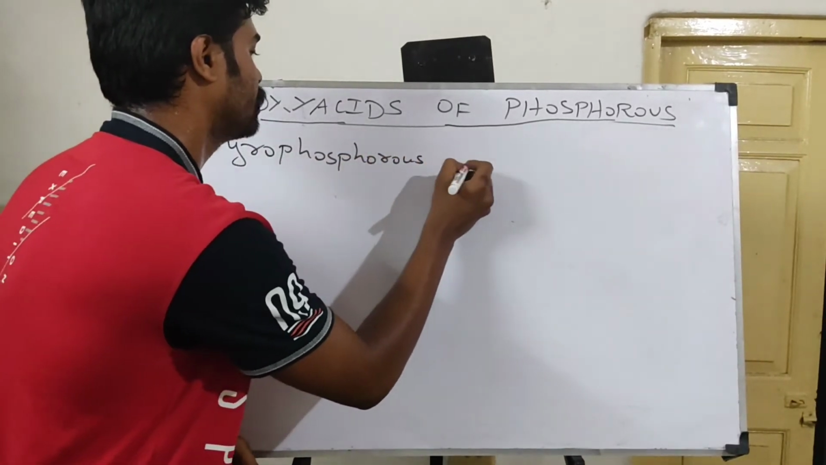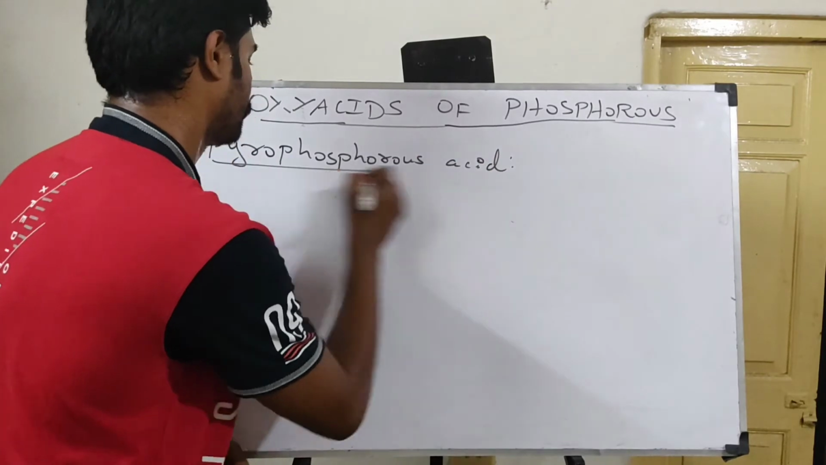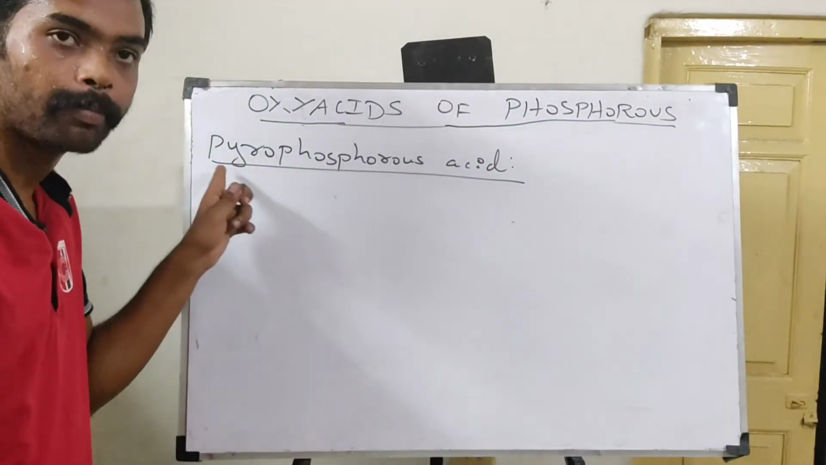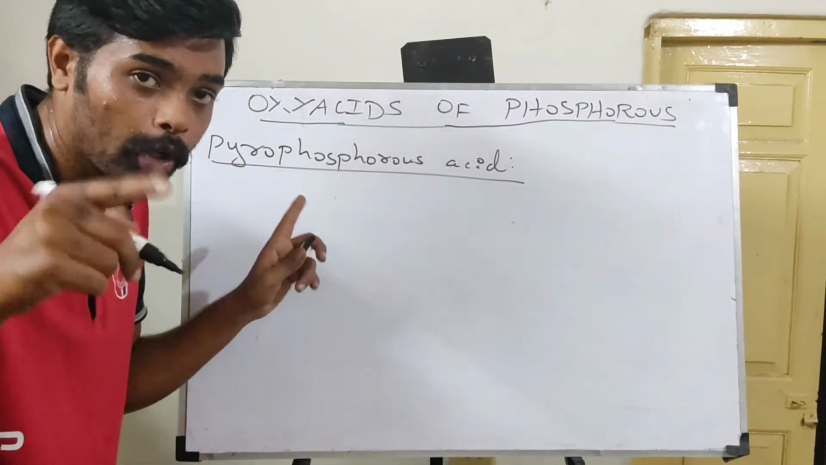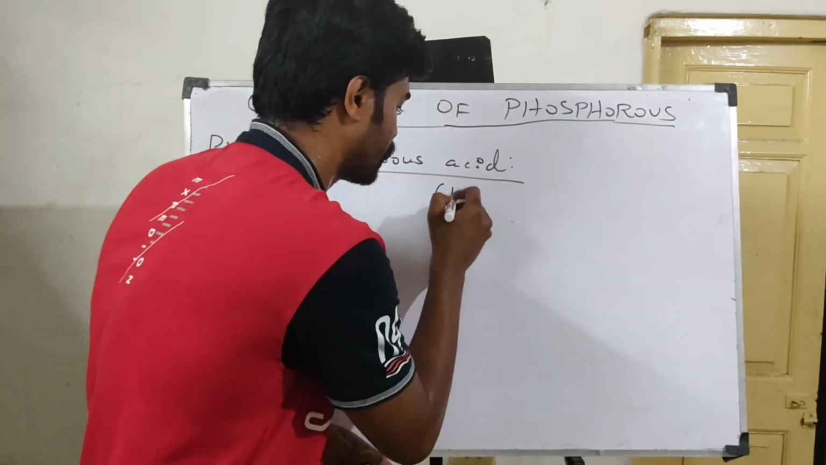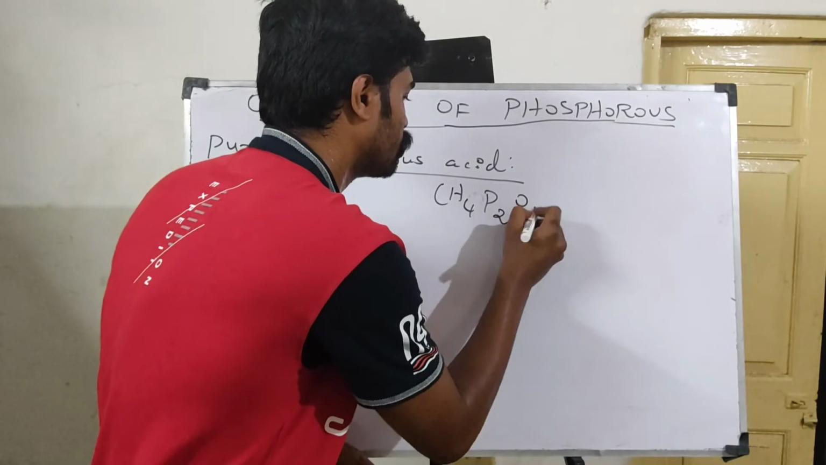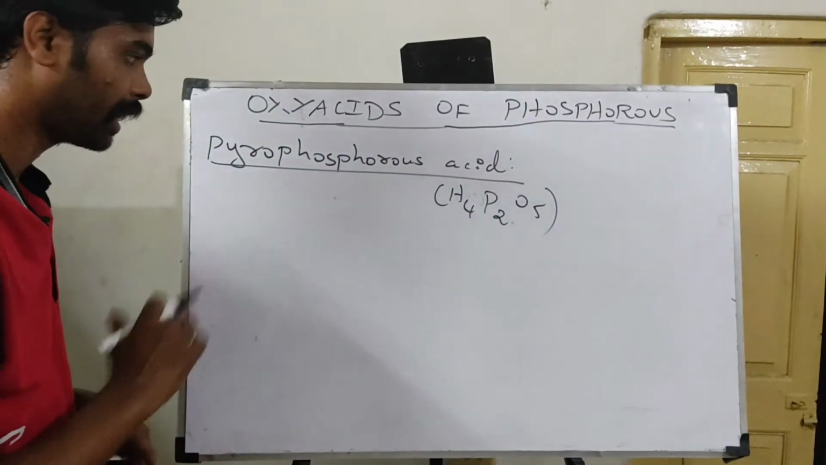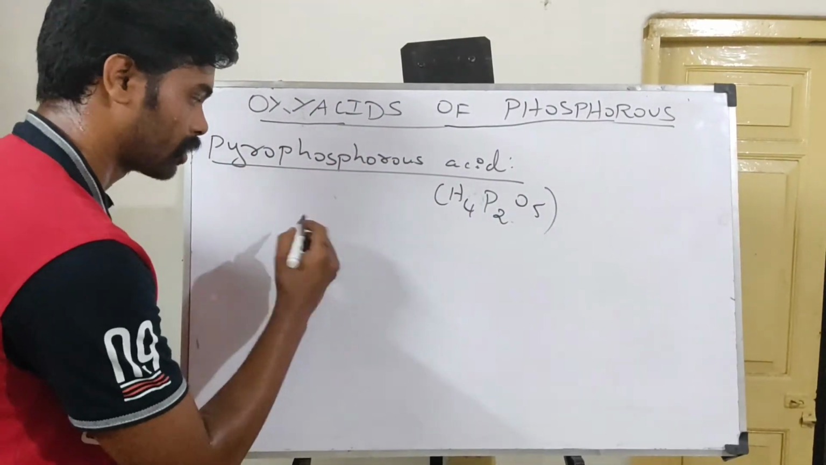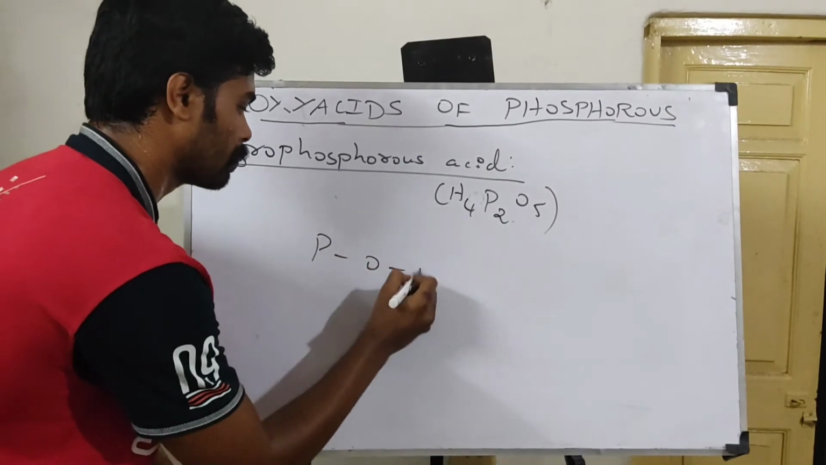Next one I'm going to have is pyrophosphorus acid, right? I told you whenever pyro comes, I'm going to have a P-O-P bond. The formula goes like this: H4P2O5, right? So the structure goes like this. Let me directly put a P-O-P bond first.